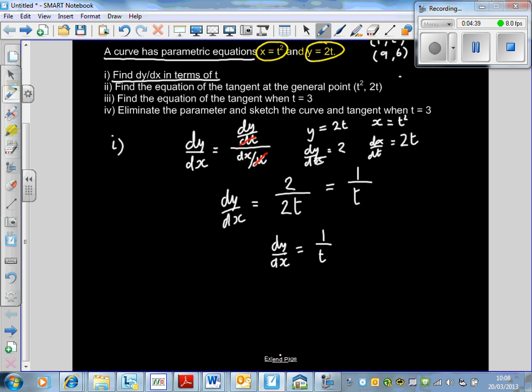Now part 2 is a lovely little question. It says, find the equation of the tangent at the general point t squared, 2t. The equation of a tangent. What does a tangent look like? How would you describe a tangent in terms of what kind of graph it is? It's a straight line graph.